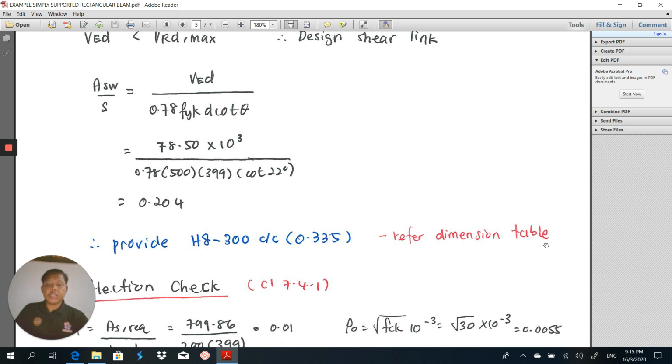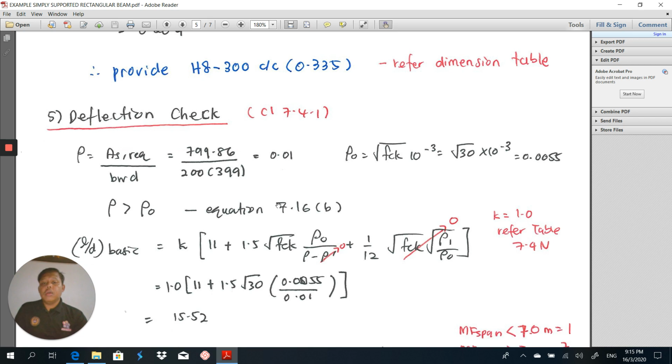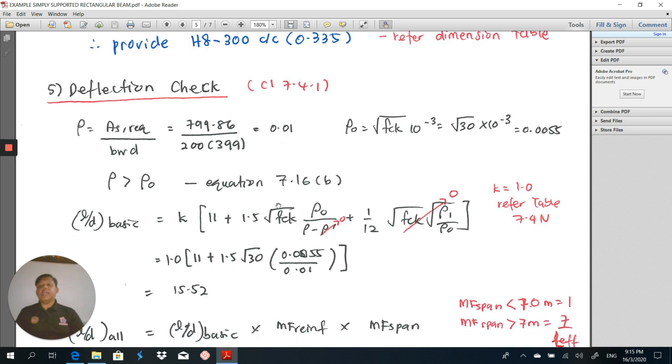Then refer to the dimension table, the last one for this stirrup. Then I provide H8 300. H8 is the diameter of the link, which is the minimum, 8 mm. And then 300 is the distance between the first link, the second link and the third link, which is 300 center to center. The value is 0.335, which is bigger than 0.204. Then, next step, we have to calculate the deflection check.